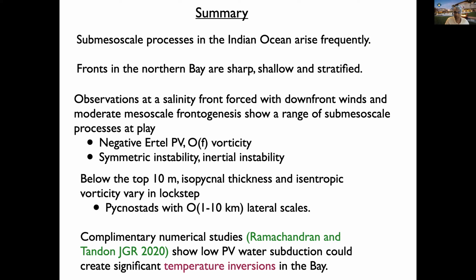Similar structures have been seen in the Arctic, and they've led to very interesting work by Jen McKinnon and her colleagues. We did complementary numerical studies for the Indian Ocean, which showed that low PV water subduction, like the ones that we saw in these observational studies, could create significant temperature inversions in the bay. So I wanted to show you this as an example of a case where the observations and numerics work together to understand one of the key processes happening in the Bay of Bengal leading to subduction of warm waters.